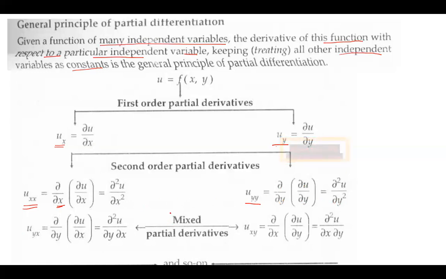We have something called mixed partial derivatives. That is when we differentiate ∂u/∂x with respect to y, we get ∂²u/∂y∂x. Or if you differentiate ∂u/∂y with respect to x partially, we get ∂²u/∂x∂y. So it is represented as uxy, or the first one uyx. These are called mixed partial derivatives.